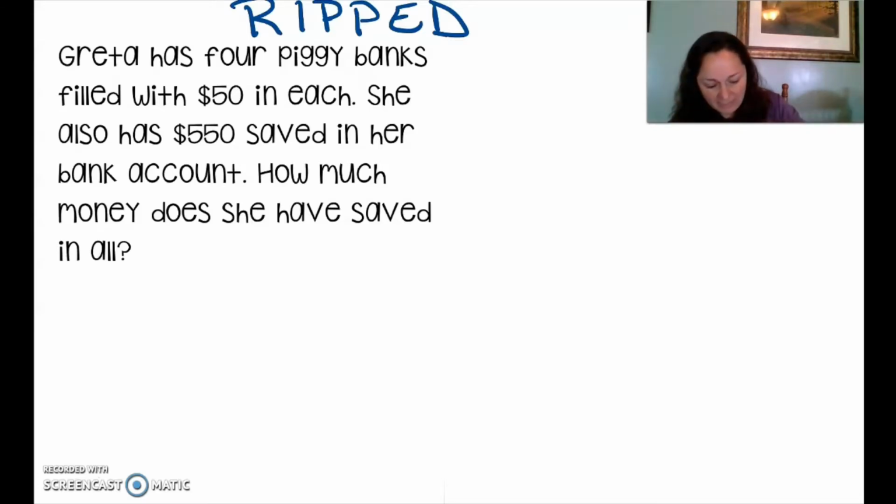So I read my problem and then identify the important information. Let's see. Greta has 4 piggy banks. I think knowing that she has 4 piggy banks is definitely going to be important here. So we're going to highlight that she has 4 piggy banks. Then it says each one is filled with $50. That sounds important too. She also has $550 saved in her bank account. And then, how much money does she have saved in all?